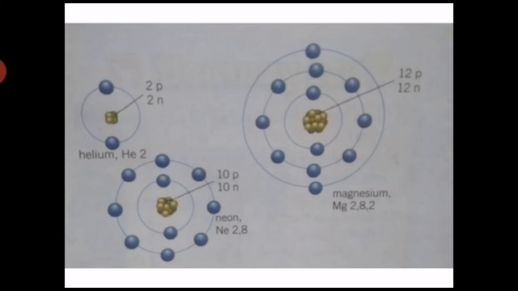8 electrons. Third structure is the atom of magnesium. The total number of electrons is 12. The first shell contains 2 electrons, the second shell contains 8 electrons, and the third shell contains the remaining 2 electrons.